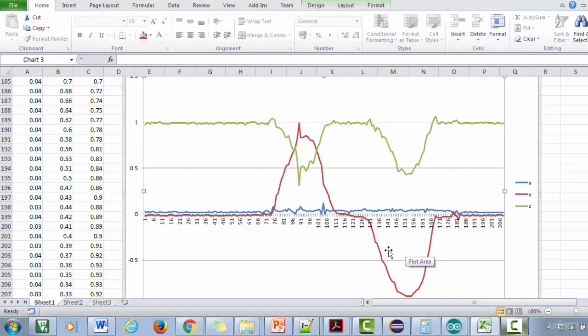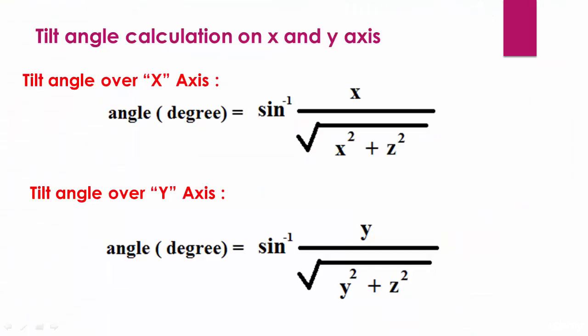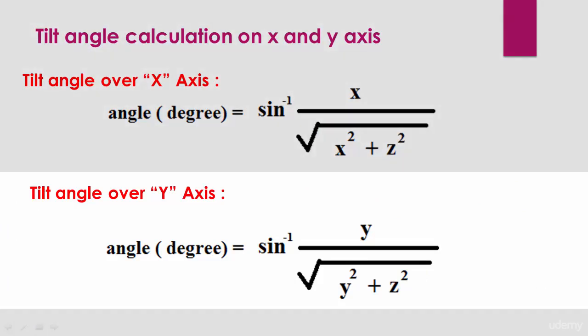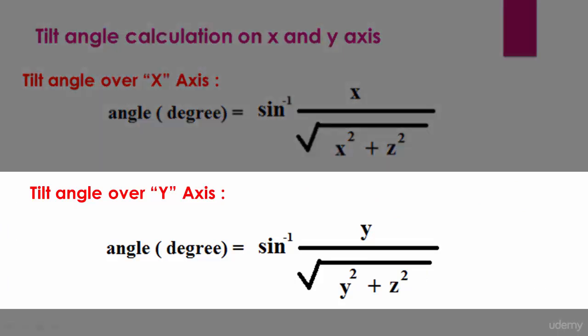Okay, great. So now let's continue our discussion about calculating the tilt angle of our board or any object by using the MPU 6050 sensor. So the formula is this one. Let's say if you want to measure the tilt angle on y-axis, then you have to take sine inverse of y divided by square root of y square plus z square. Actually, you have to take the square root of y square plus z square plus x square. You have to take all three components, but x is 0, so that's why I just omitted that.